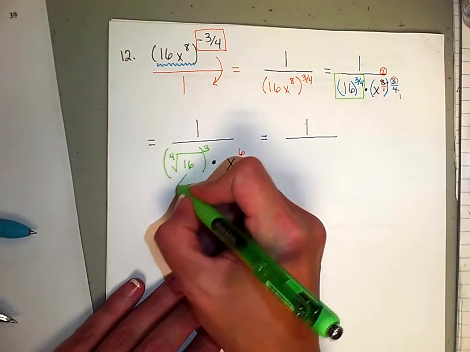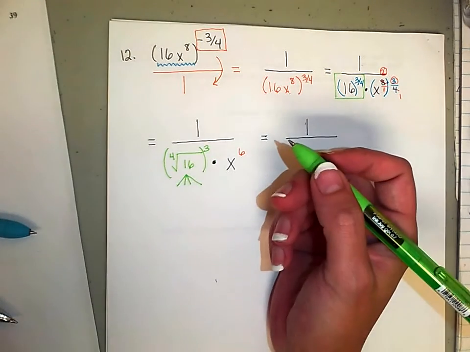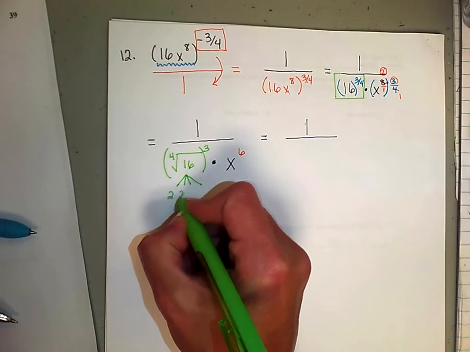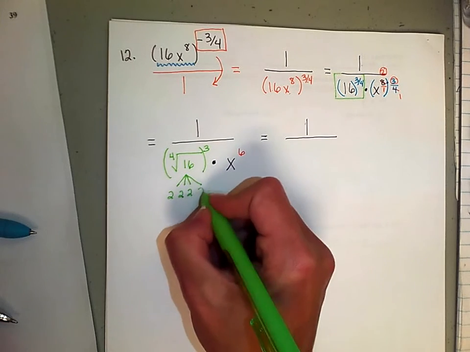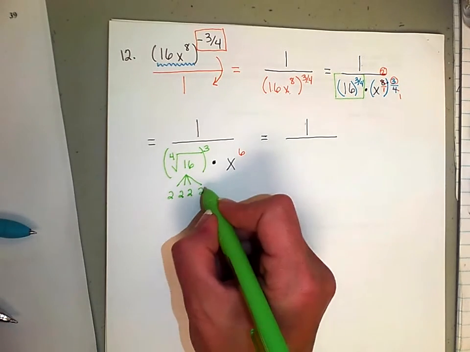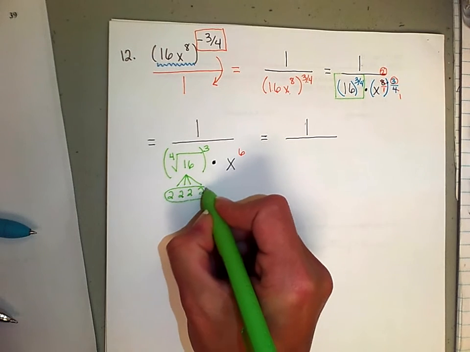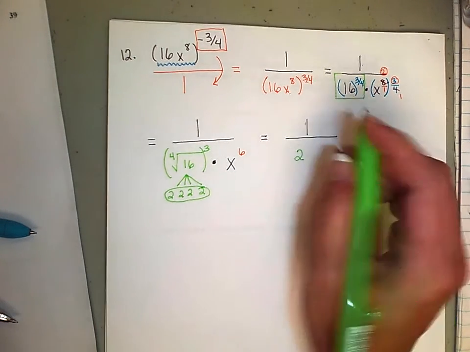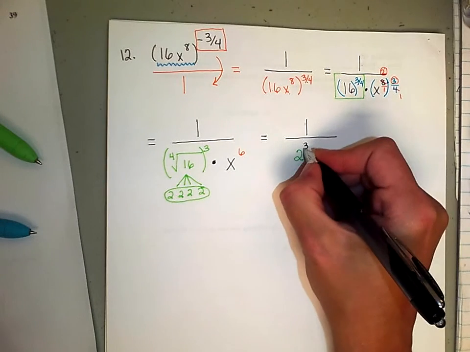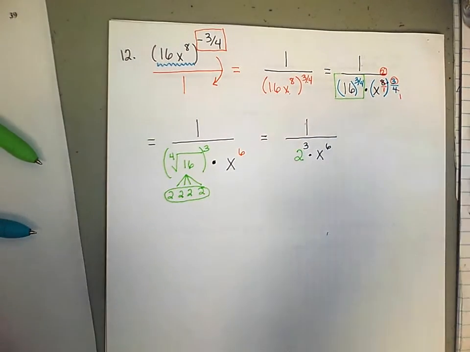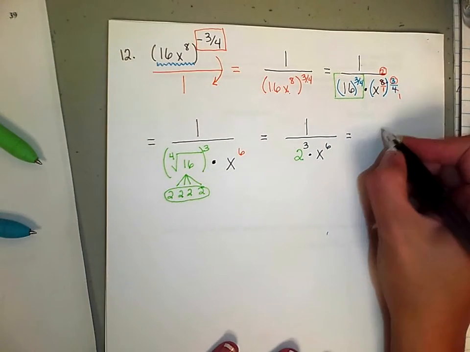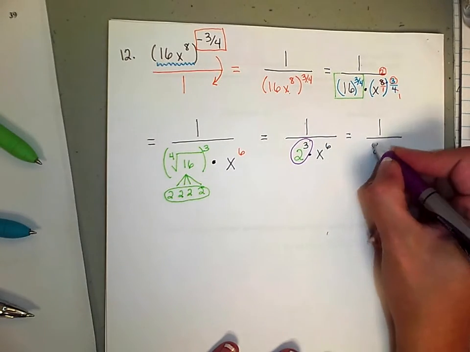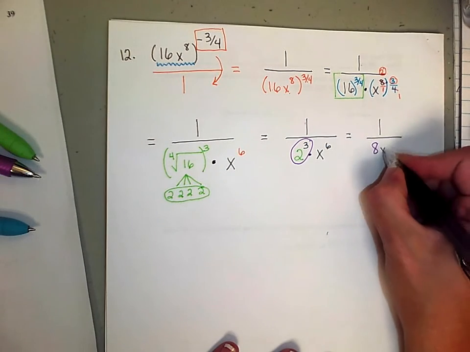Okay. Now here we can ask ourselves what the 4th root of 16 is. If I take the prime factorization of 16, it's 2 times 2 is 4, times 2 is 8, times 2 is 16. There is a group of 4 2's in 16, so the 4th root of 16 must be 2. And that is cubed times x to the 6th, which is equal to 1 over, and finally 2 cubed is 8, and the x to the 6th comes along.